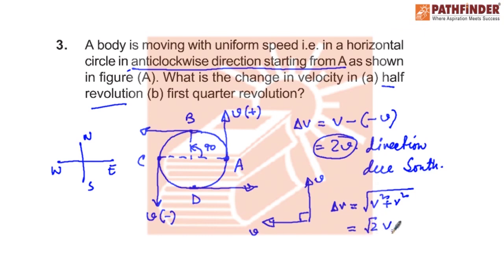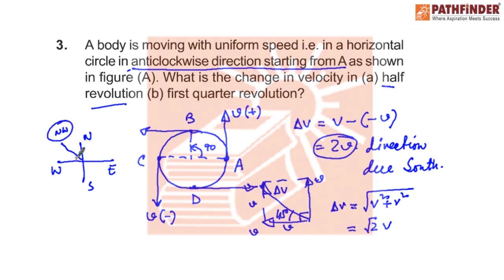Now if this is root 2V, let us draw the parallelogram, and find this resultant, which is a change as well, delta V. The angle it makes is obviously 45, as this is also V and this is also V. So tan theta gives 45 degree, and as you can see the direction is this, so the direction is northwest.